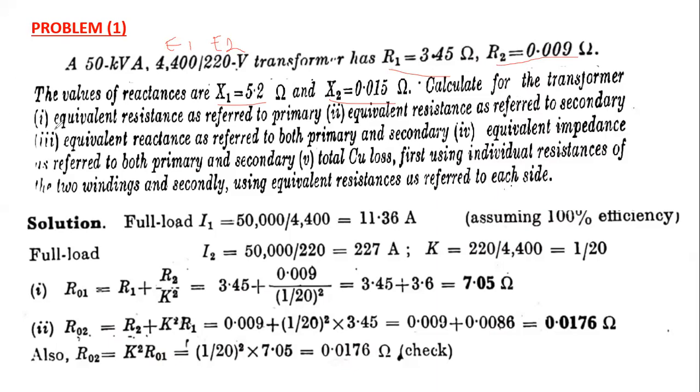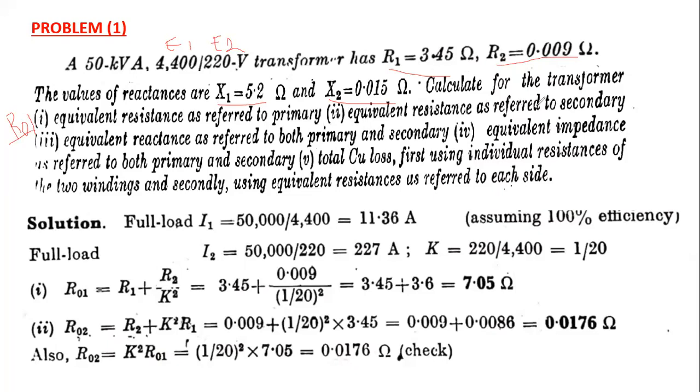Calculate for the transformer the equivalent resistance referred to primary. That means we determine R01, the equivalent resistance referred to primary. Primary is indicated by 1. Understand? Equivalent resistance referred to primary means R01.